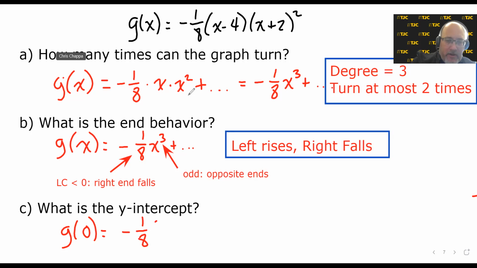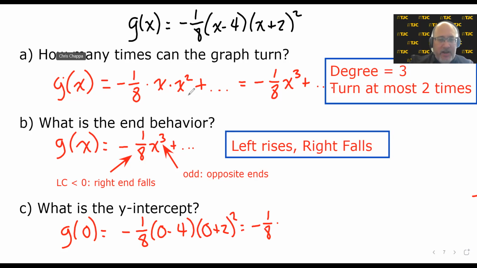-1/8 times 0 minus 4. We're adding and subtracting to the 0, so it changes, times 0 plus 2 to the second power. Well, that gives us -1/8 times -4 times 2 squared, but 2 squared is 4. Negative times negative is positive. 4 times 4 is 16, and 1/8 of 16 is 2. So if you push the math forward, you end up getting 2, which means that our Y-intercept is at 2.